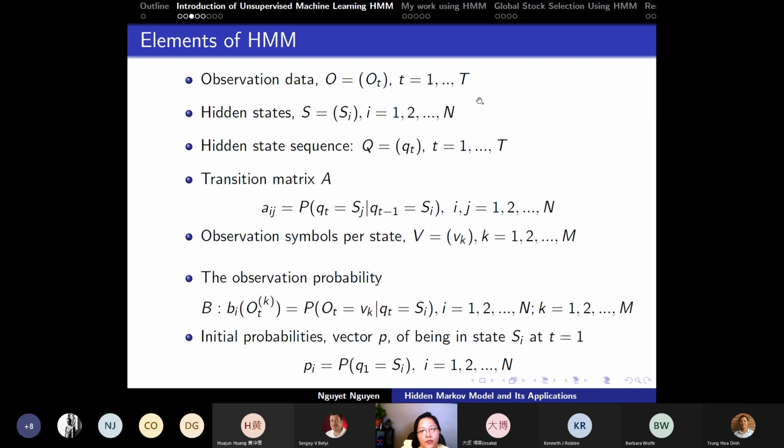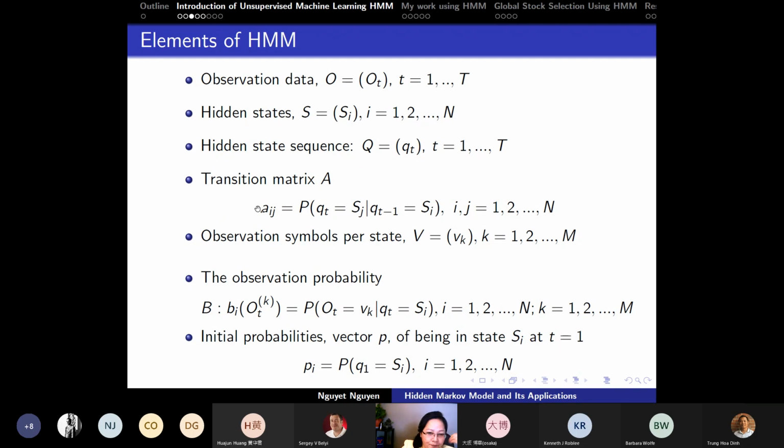Then we assume that behind the observation data, you will have the hidden state. The hidden state we denote by S. This is the one that we assume. For example, I assume that in one day I have only 3 possible weather states: sunny, rainy, or cloudy. Then the number of states is N. Then I have the hidden state sequence. That means after I define the hidden states, I can use the model to predict the state sequence Q.